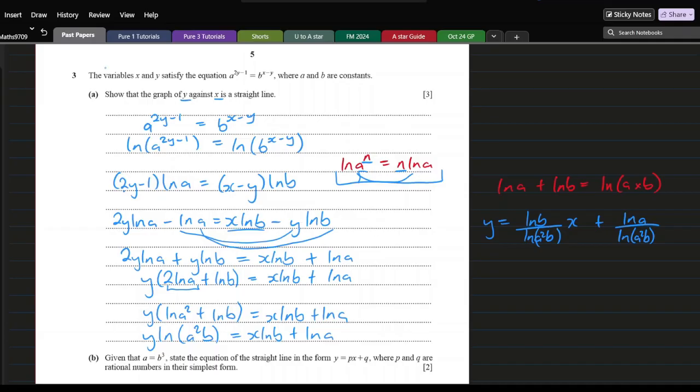And now this is pretty much the same as the form y is equal to mx plus c, because this here represents the m, and then this here represents our y-intercept, and then y matches y, x matches x. So we have reduced it to the equation of a straight line.